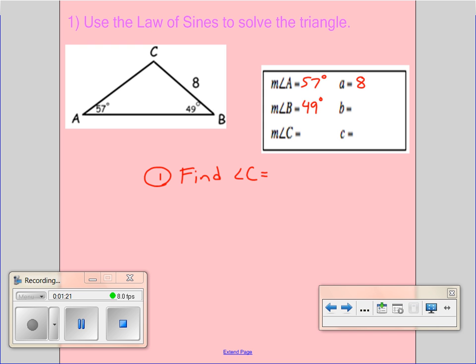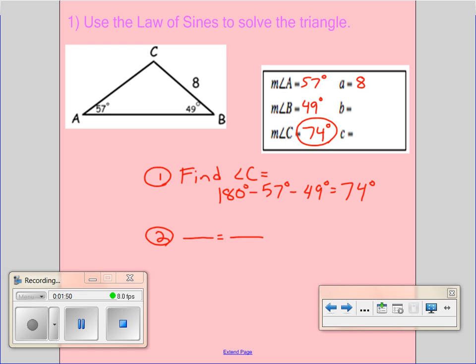So the first thing that we can do is find angle C. We know that there's 180 degrees in a triangle. So we can take 180 degrees, subtract the two angles that we have, and we find angle C is 74 degrees. Now we can use the law of sines to find the other missing pieces. The law of sines says set a proportion up, use a complete family.